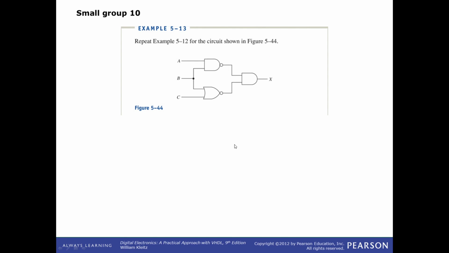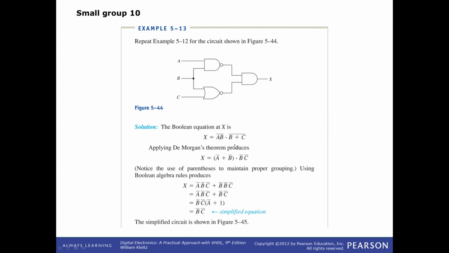So here, they want us to repeat that same thing for the circuit shown here. If we were to figure this out, we'd see that A NAND B here is ANDed with B NORed with C. And that's where we get this equation here.